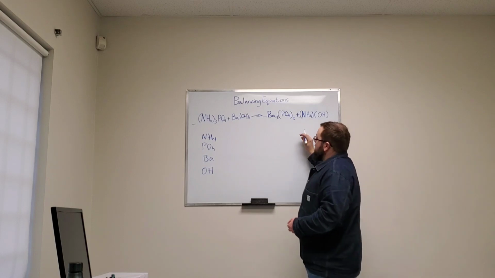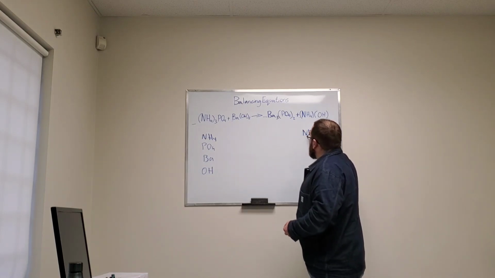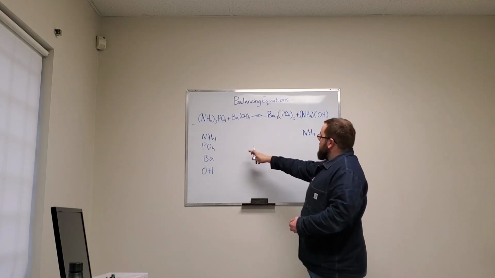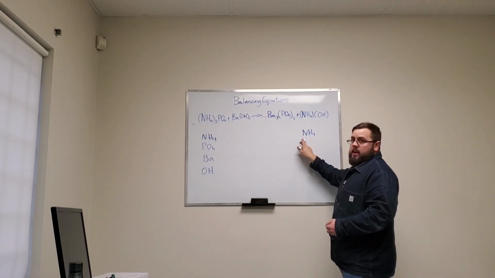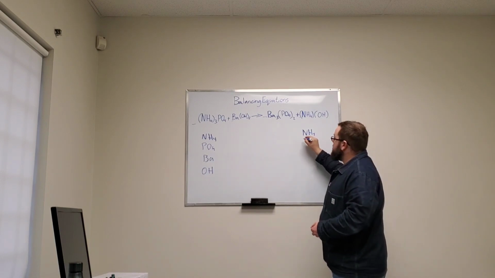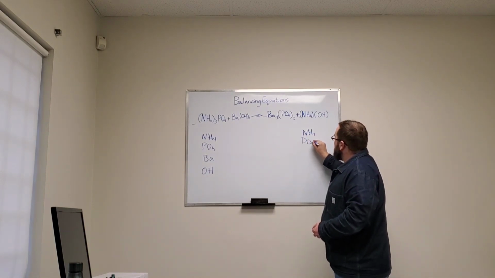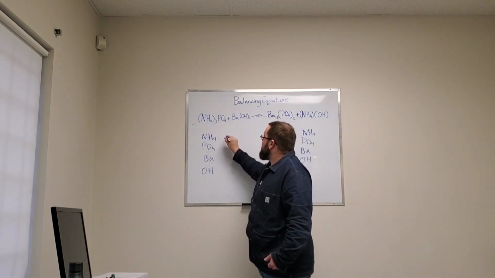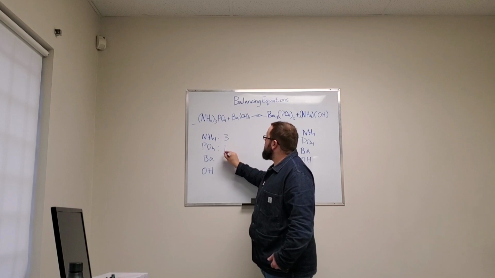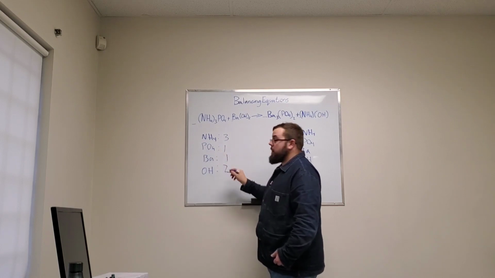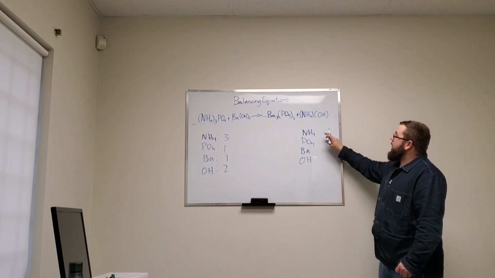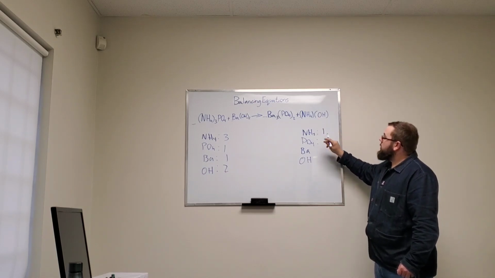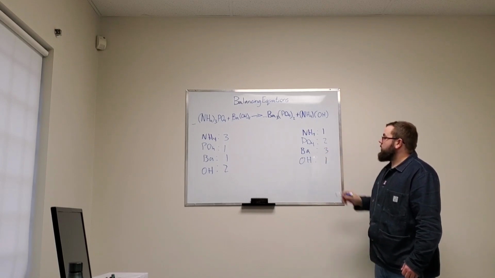Okay, and then on the other side again, we'll write, and even though barium is now in the front, I still like to keep them in order. So the NH4s are the top thing on my list here. PO4, Ba, and OH. So let's have a look here. How many do I have here? I've got 3, 1, 1, and 2. And on this side, I have 1, I've got 2, I've got 3, and I've got 1.